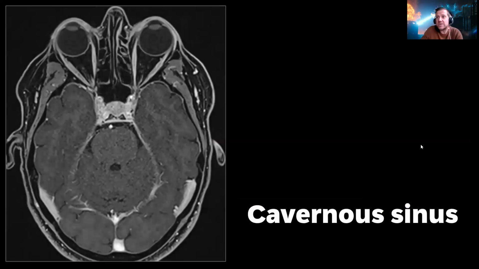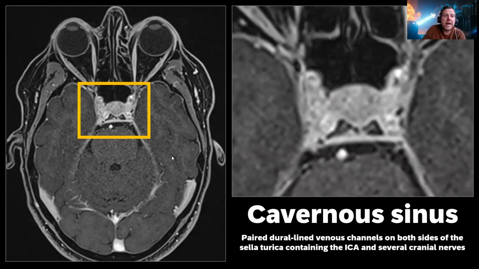Okay, let's now talk about the cavernous sinus. So this is the T1 weighted image with gadolinium, and let's magnify this region a bit. What do we see? This is the pituitary, and next to the pituitary we have two contrast-enhancing structures. What are those? These are dural-lined venous channels located on both sides of the pituitary and the sella turcica. These are the cavernous sinuses, and they contain the internal carotid arteries, the cavernous segment, and several cranial nerves, including the extraocular motor nerves.